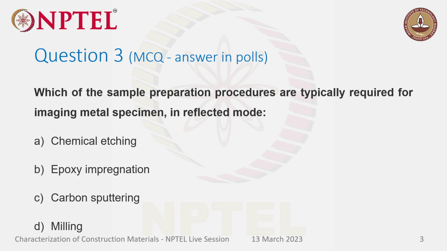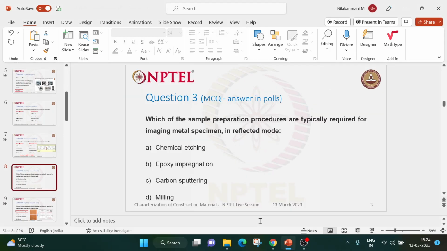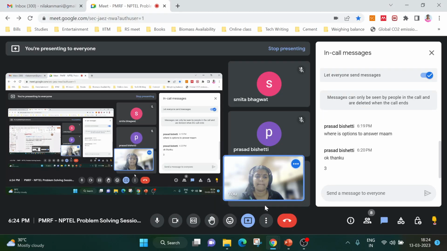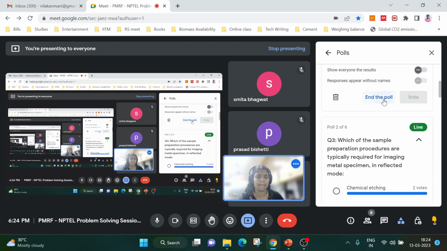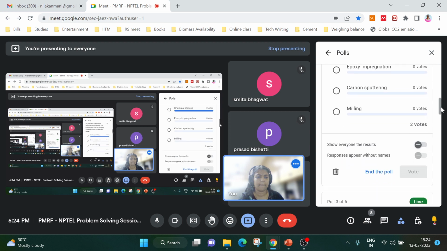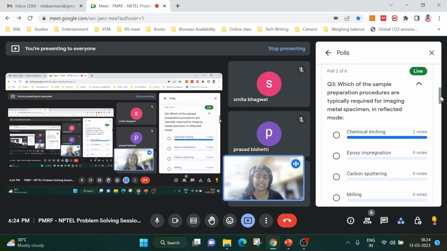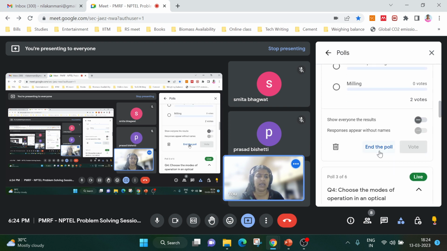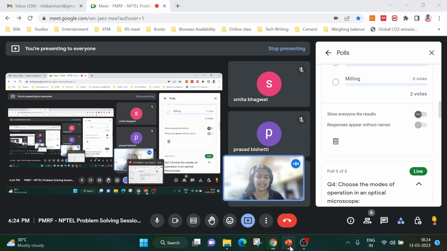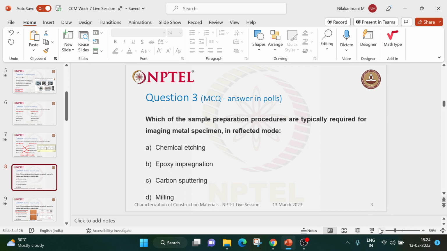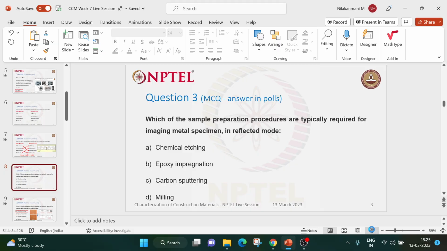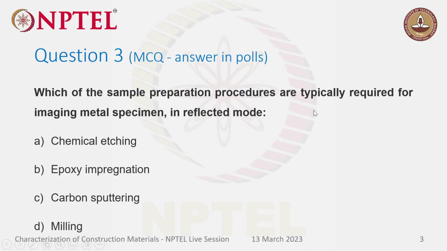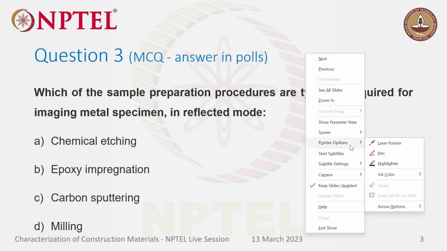So the time's up. Please see the class response. Only two of you have given the answer, and the answer is correct. It's chemical etching. Okay, let me end the poll here. Is it really difficult to give the answer? If you have any difficulty, please open up. So let's see the solution.